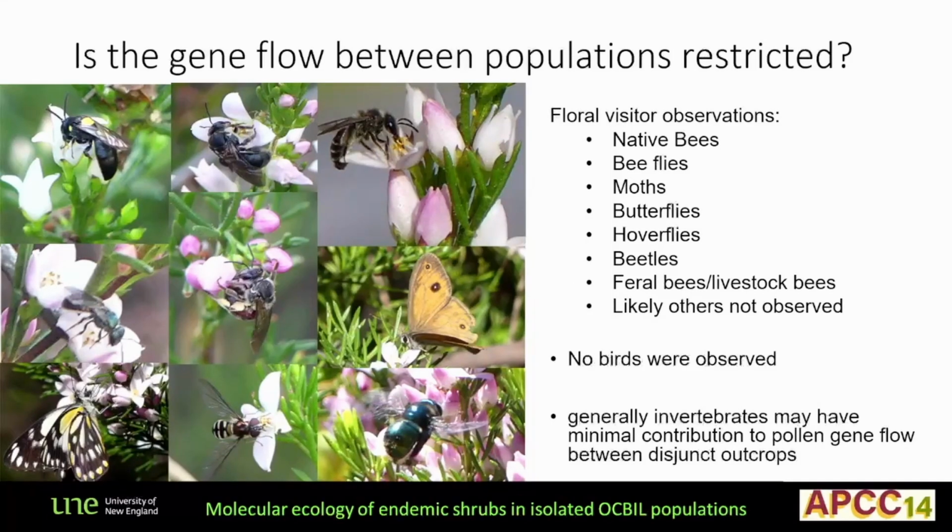First of all, we did a trial visitor survey of all the four subspecies of the inflexus, just to look at what was visiting the plants, proving that they were pollinators being beyond the scope of this study. But the main thing is we were seeing a lot of native insects, and we weren't seeing any birds or any vertebrates. So this was sort of lending itself to the idea that these invertebrate pollinators may not be transferring pollen between populations.